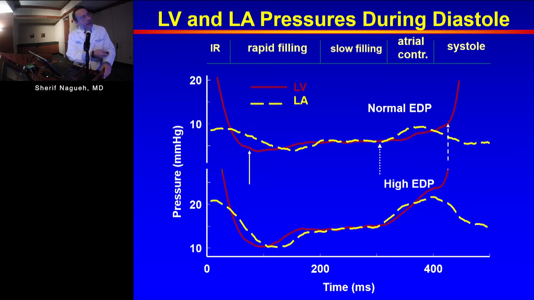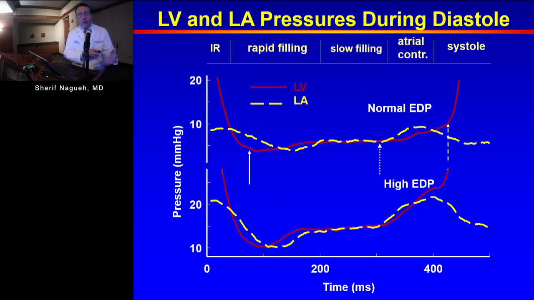The bottom panel is from an animal in failure, and you notice that here the pressure gradient in early diastole is smaller than the pressure gradient that you see in the normal heart. Why is it a smaller pressure gradient? Because the LV minimal pressure is higher. This is a diseased heart. It doesn't relax as fast. And so for the same time period that you allow the pressure to drop, you end up with a higher pressure in the diseased heart.